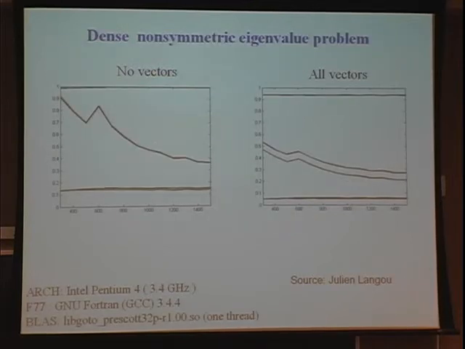So if you don't want any eigenvectors and the time is normalized to 1, this is how much time the new algorithm takes. At 300 by 300, it's not much faster. It runs in 0.9 times the time, but it's 3 times faster by the time you get up to 1500. And it's even better if you want all the vectors. So this is the performance improvement. It improves as the problems get larger and larger.